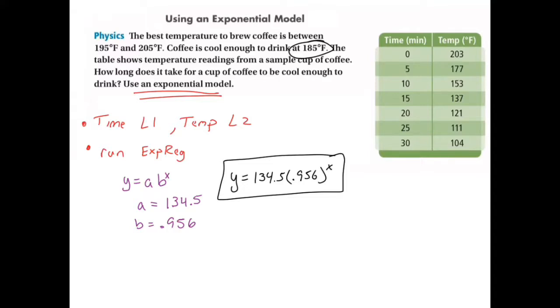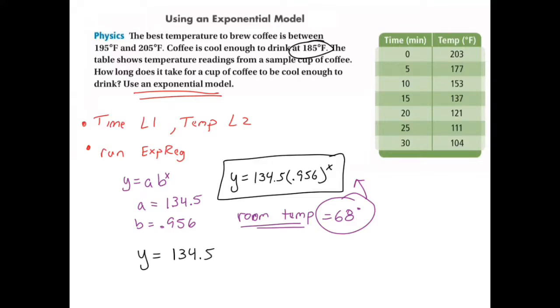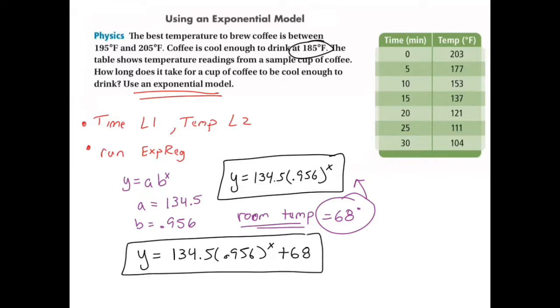So room temperature, let's say on average, is 68 degrees. So what we want to do is incorporate this into the equation, so that we shift up that horizontal asymptote so that 68 degrees is our baseline. So we're just going to add it in. y equals 134.5 times 0.956 to the x power plus 68 degrees for the horizontal asymptote, or in this case, room temperature. So now we've adjusted it. Now we're accounting for the fact that this data really will never get to 0. It'll get to room temperature. And so this is going to help change our model.